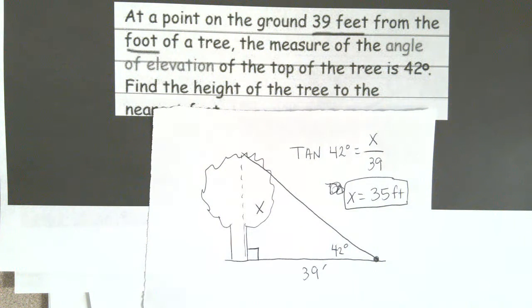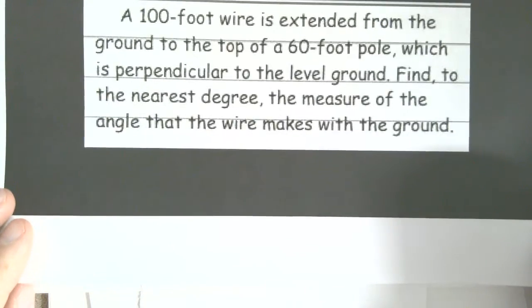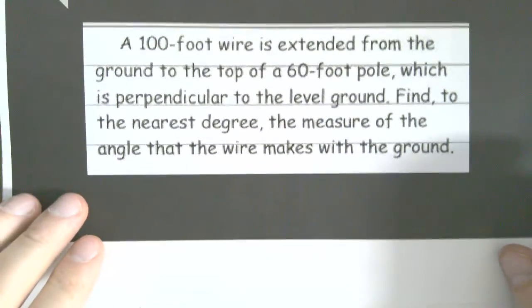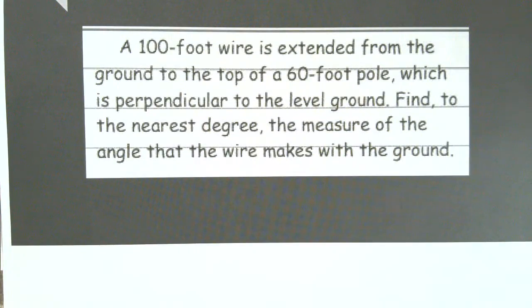Okay, let's take a look at the second one. This is also going to be an angle of elevation problem before we move on to angle of depression. Here's what it says. A 100-foot wire is extended from the ground to the top of a 60-foot pole, which is perpendicular to the level ground. Find to the nearest degree the measure of the angle that the wire makes with the ground.